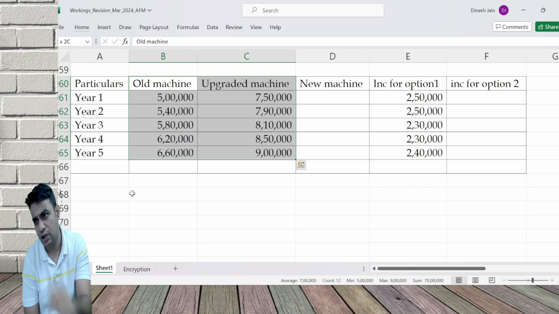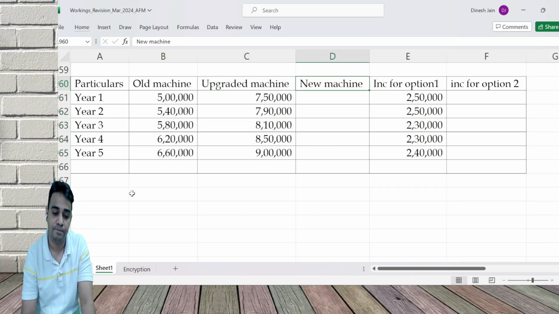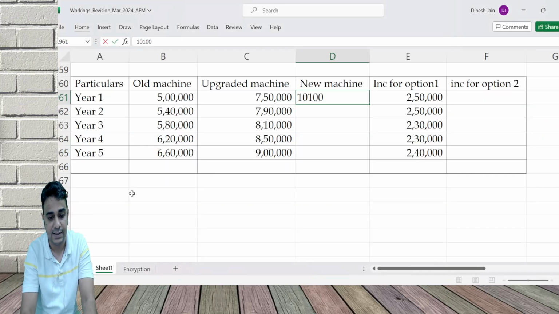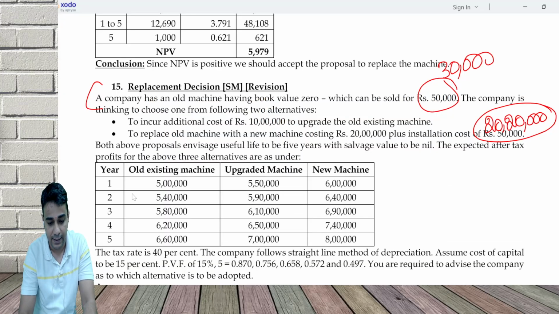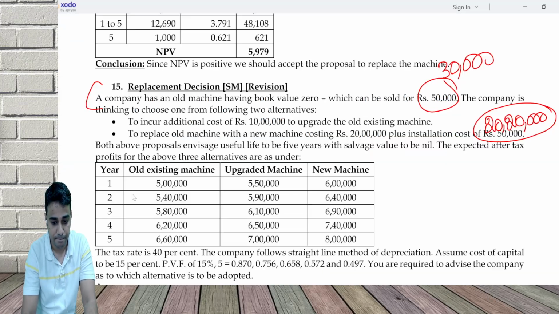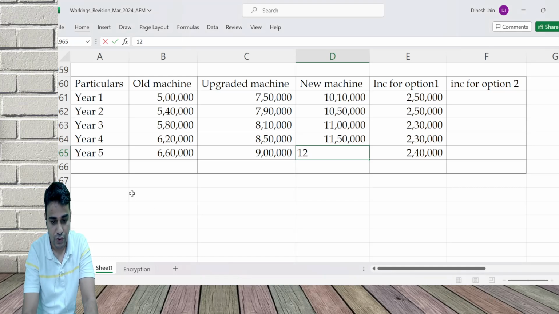If you install the new machine, what is the depreciation per annum? 4 lakh or 4 lakh 10? Installation cost is to be considered for calculating depreciation. So 4 lakh 10, add 6 lakh plus 4 lakh 10: 10 lakh 10, 10 lakh 50, 11 lakh, 11 lakh 50, 12 lakh 10.